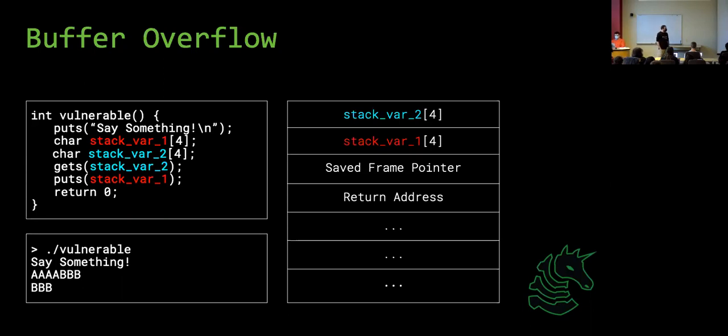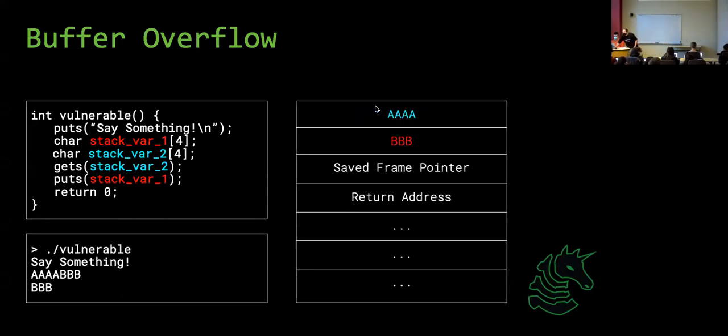So if you look to your right here, you'll see the layout of the stack. At the top of it is stack var2, 4 bytes, and then right after that is stack var1, which is also 4 bytes. In the bottom left here is an example of what the console would look like if you were to run this program. Notice the say something that is there from puts. And then if you, the user, inputted 4 A's and 3 B's, what would happen?